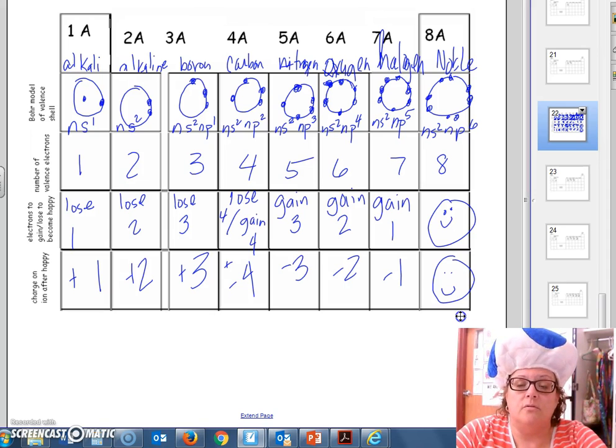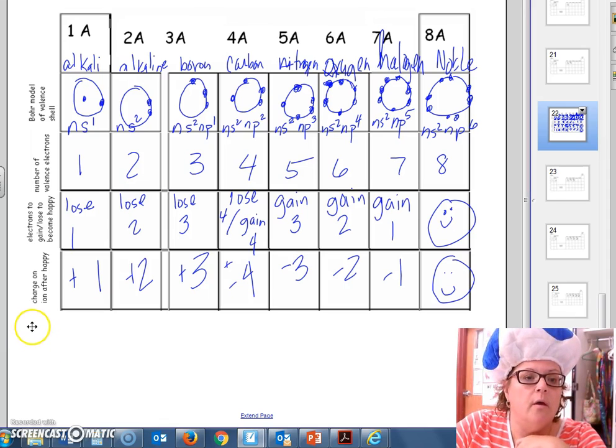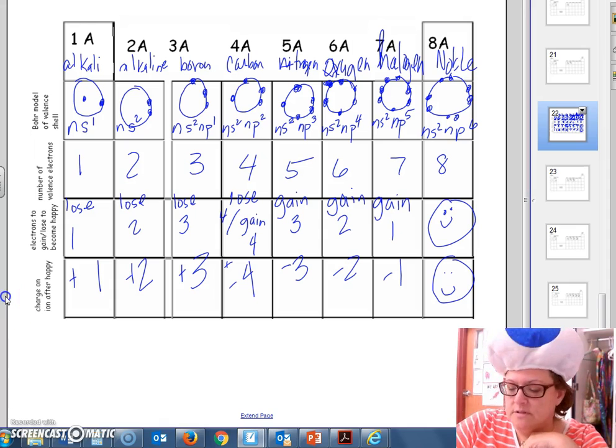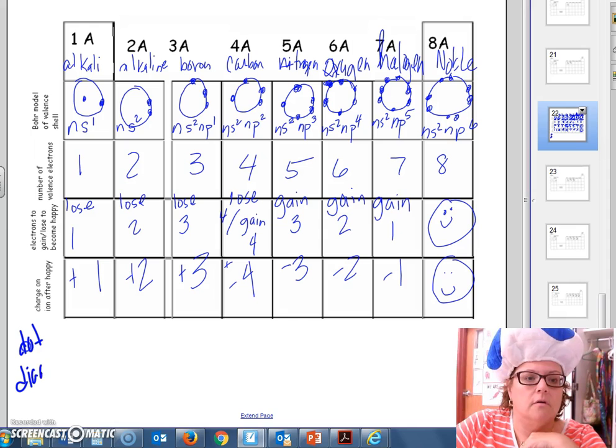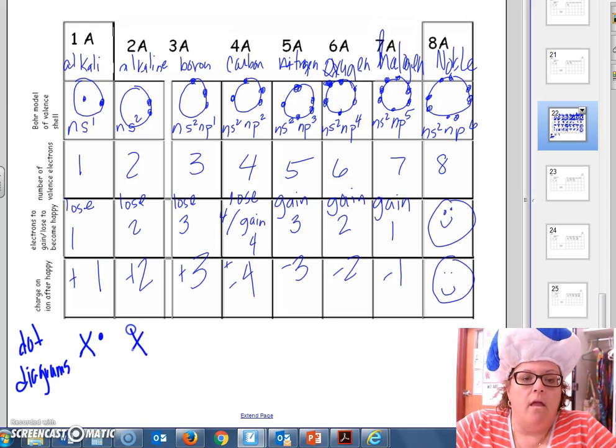Now, this is important, and I want you to hang on to this. I can put one more row on here. These are going to be what we call dot diagrams. For your 5th row, we're going to use X as just a generic. One outer shell electron, we're going to put 1 dot on him. If there are 2 outer shell electrons, we'll put 2 dots.